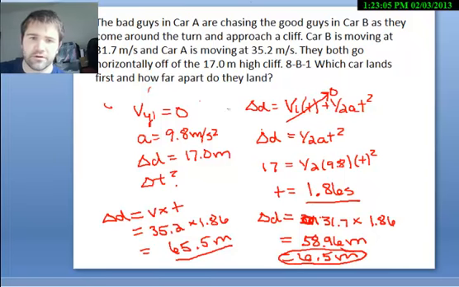Okay, so for almost every horizontal motion problem, you're going to start by finding the change in time, and then you'll use that to find the horizontal distance that it falls.